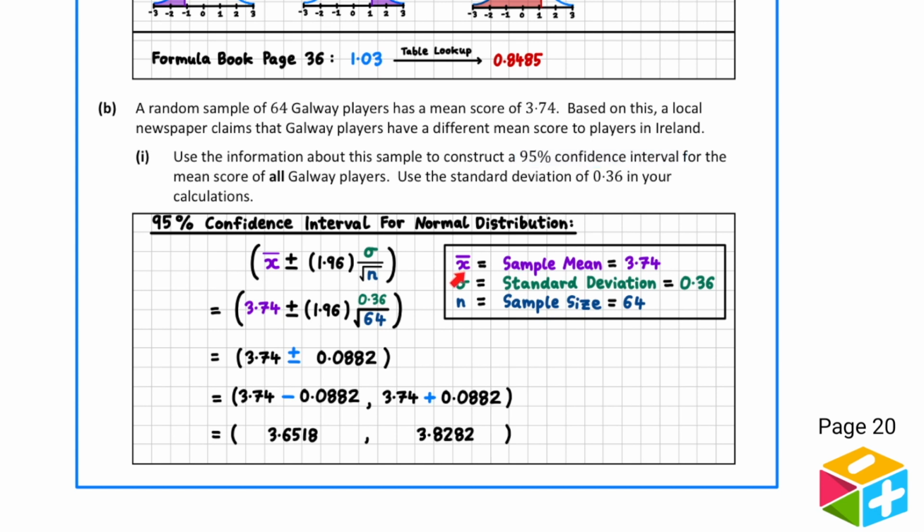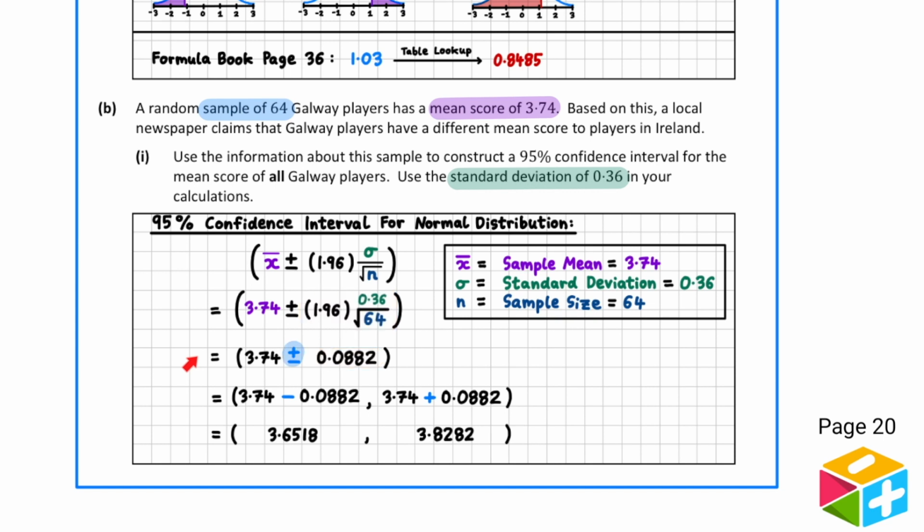Here, x bar represents the sample mean, and we were told this was 3.74. Sigma is the standard deviation, and we're told to use a standard deviation of 0.36. Finally, n represents the sample size, and we have a sample of 64 players. Let's sub these values in. We can use our calculator to simplify the right-hand portion of this expression. It all comes out to 0.0882.